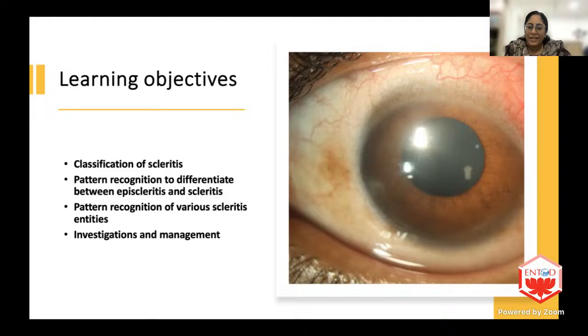So let's try and go through some of the major parts. I'll try my best not to go through each and everything, but more or less the important points.